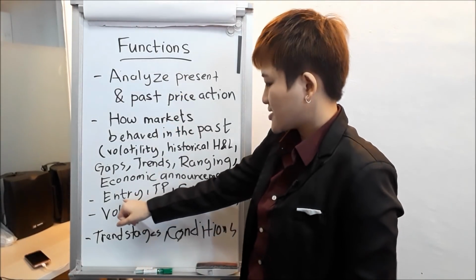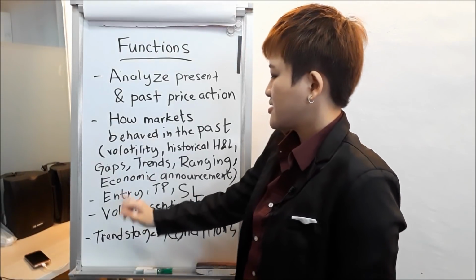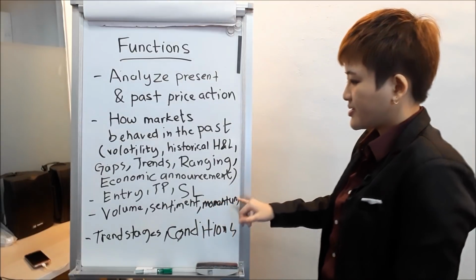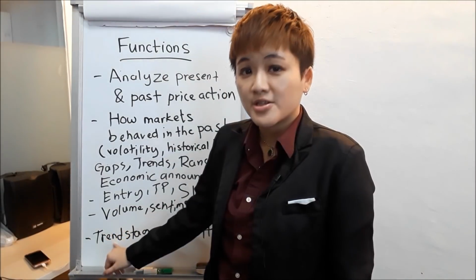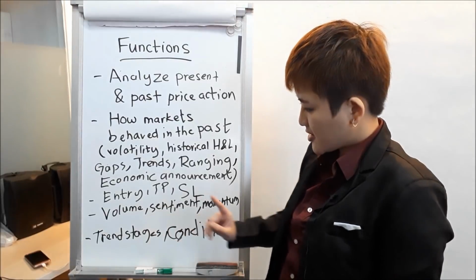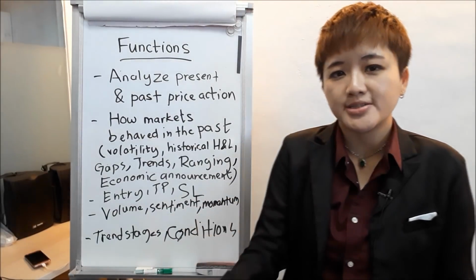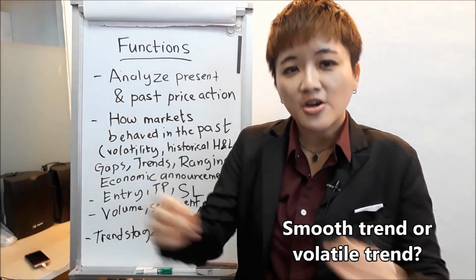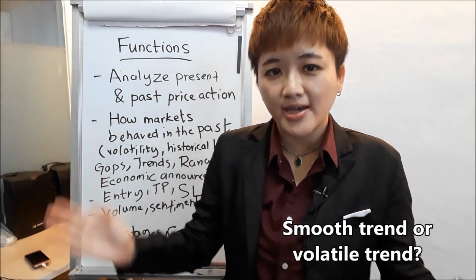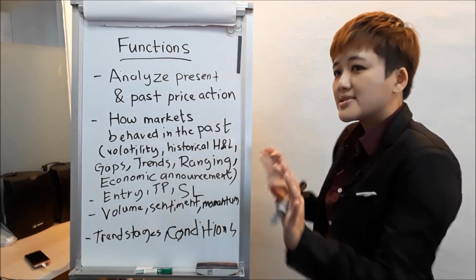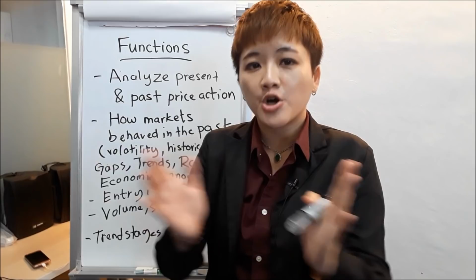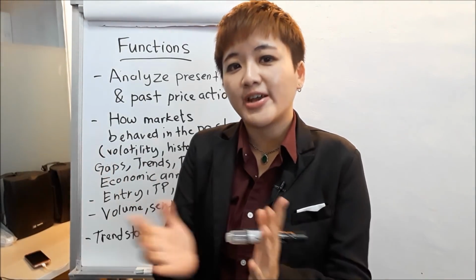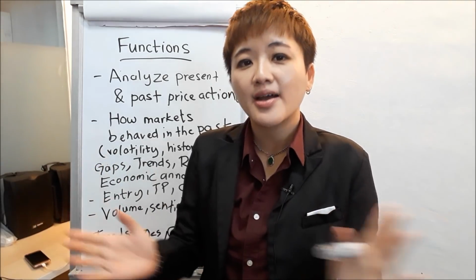TA also helps you determine entry, TP, stop loss, volume, sentiment, momentum of the trend, very important, and also the trend stages. I'm going to get to this later on. And also the market conditions. Is it trending right now in a very quiet manner, or is it trending right now in a volatile manner? There's a difference, okay? Is it ranging right now in a very calm, quiet manner, just like me? Or is it ranging right now in a very volatile, chaotic manner?